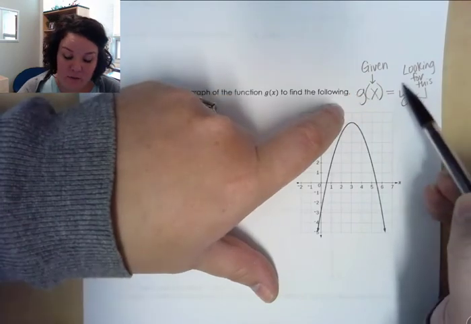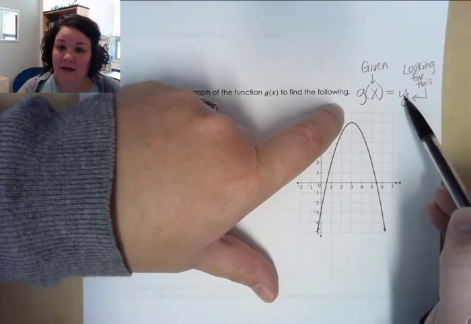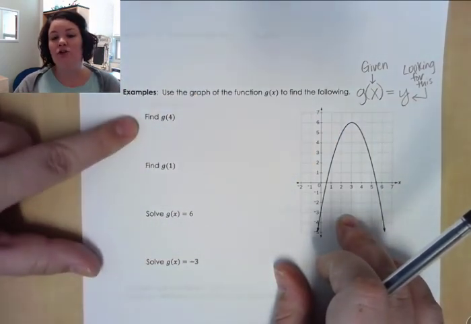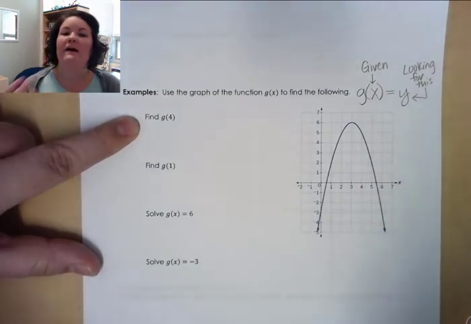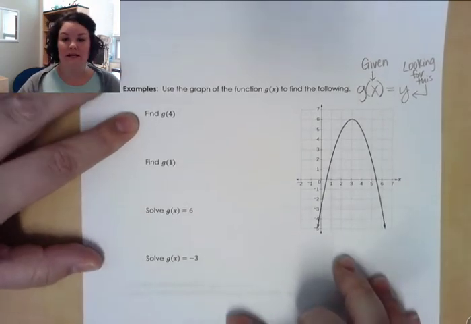And if you are given what it equals, that means that you are given a y and you are looking for x. So when you look at these with a graph, you're trying to determine, have I been given the x and I'm looking for the y? Or have I been given the y and I'm looking for the x? Okay, so let's look at a couple examples here.